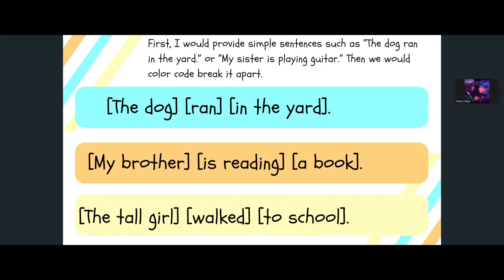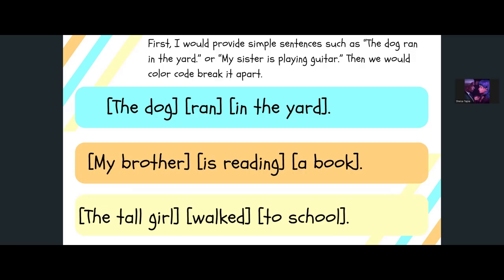So I would write simple sentences such as the dog ran in the yard or my sister's playing guitar. I usually try to include the students in the sentences so they can see their names up there, or things that they have done before. Like if a student's name is Mary and maybe they always do their work, maybe I'll do something like Mary is doing her work. Or, if I have a kid that loves to talk and he's really funny, I might say something like Pablo is talking.